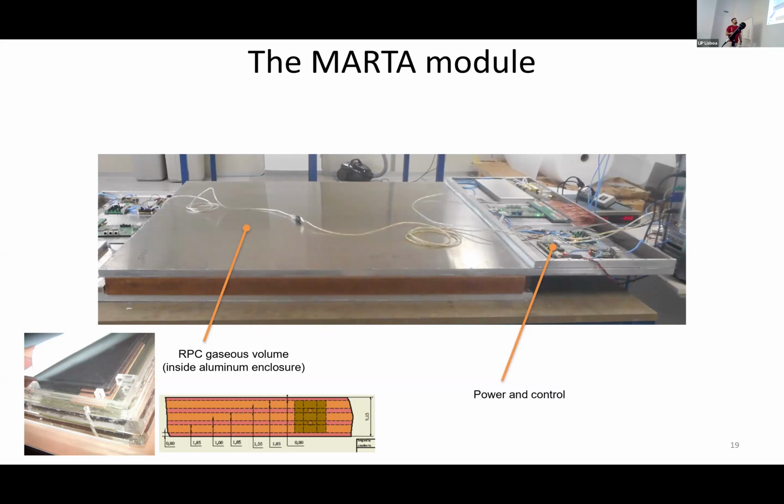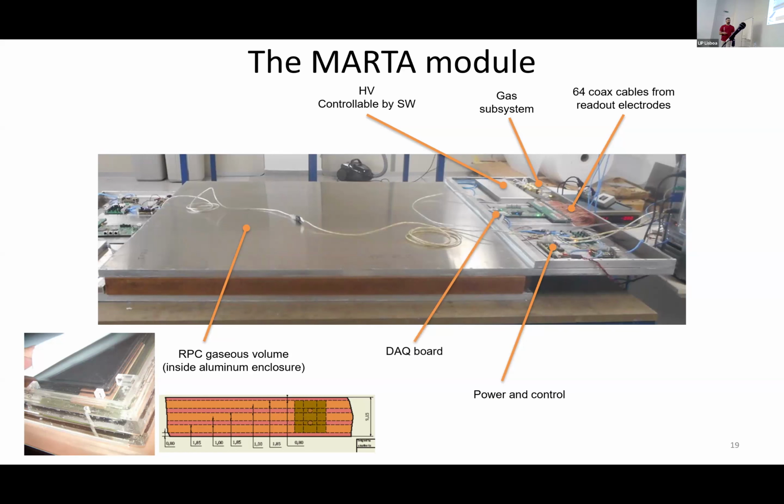Then you need power and control. You need the high voltage for the RPC, which is plus and minus 5000 volts. You need the gas subsystem to control and renew the gas. Inside the detector, you have here the output from the pickup electrodes, which are 64 coaxial cables. And then you have here the DAQ board, and the data interface is somewhere in here.